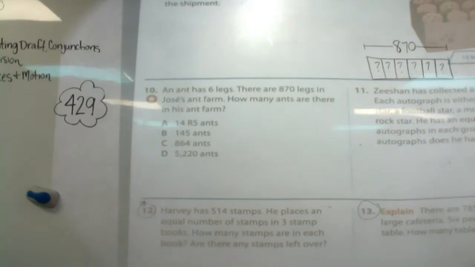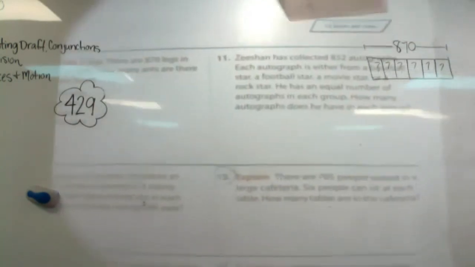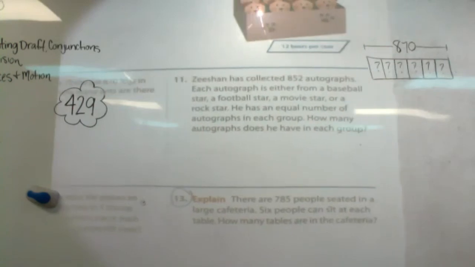Okay, pick somebody for 11. We'll do 11 together as well. Jamie. Little Zishan. Let's see. Alyssa, will you read it for us, please?